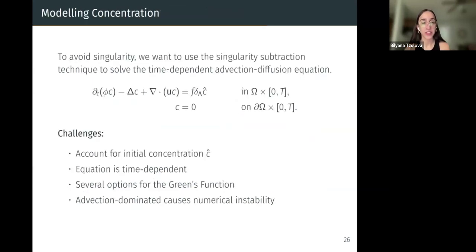Okay, so going back to modeling our concentration, we've accounted for these first two problems. We explored several different options for our Green's function and decided to keep using the Green's function for the Laplacian equation because it would still contain our singularity for the advection diffusion equation. And also to avoid numerical instabilities, we decided to use discontinuous Galerkin elements instead of continuous Galerkin elements when we're solving for our concentration.